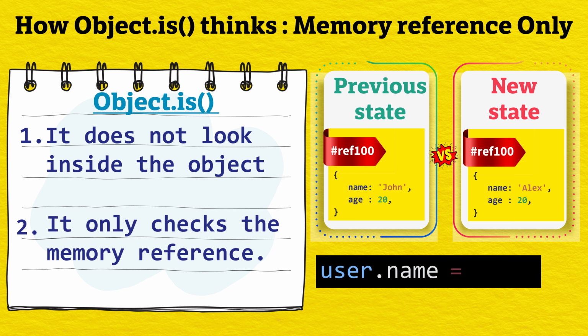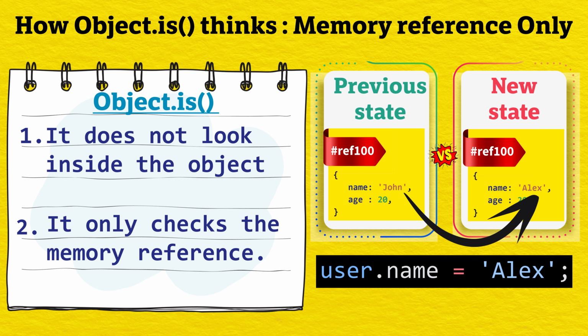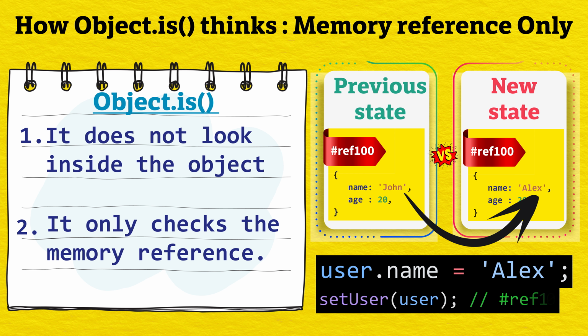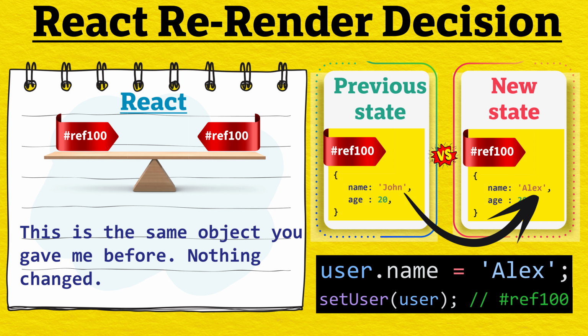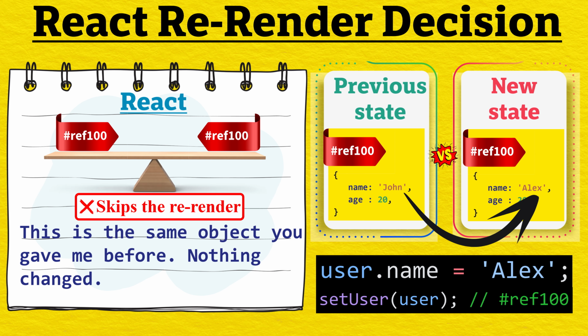So when we mutate the object, we change the furniture inside the house, but the address of the house is exactly the same. When we pass the same address back to setUser, React says, this is the same object you gave me before, nothing changed. So React skips the re-render.